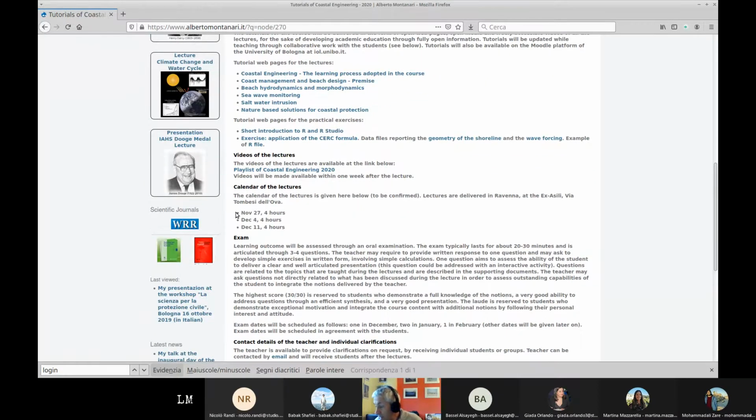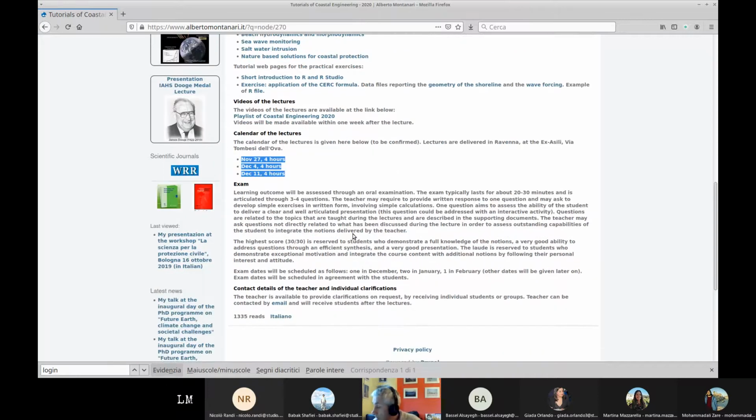Now, here you see the calendar of the lectures. Actually, I realize now that it's outdated because we missed the first lecture, and I apologize for that. So everything has to be shifted forward, ending up December 18.